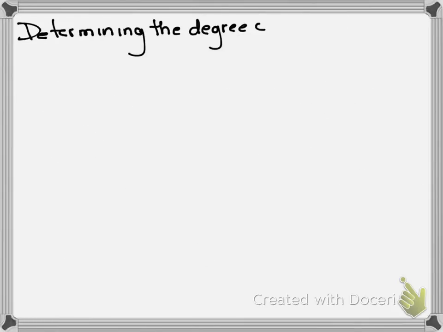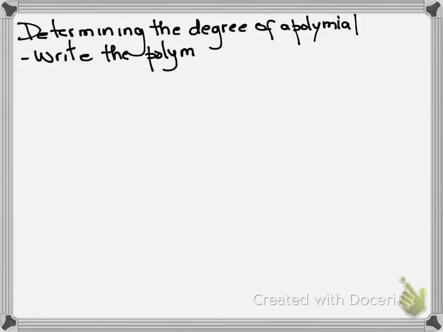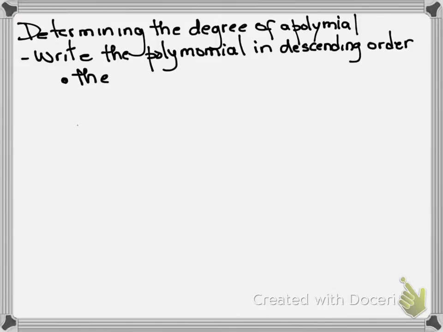All right, let us determine the degree of a polynomial. The degree of the polynomial is the highest degree that is there in the polynomial. Now, let us see what we're talking about. First, as I previously stated, make sure you write the polynomial in descending order such that the highest exponent is first. Here's what I am talking about.